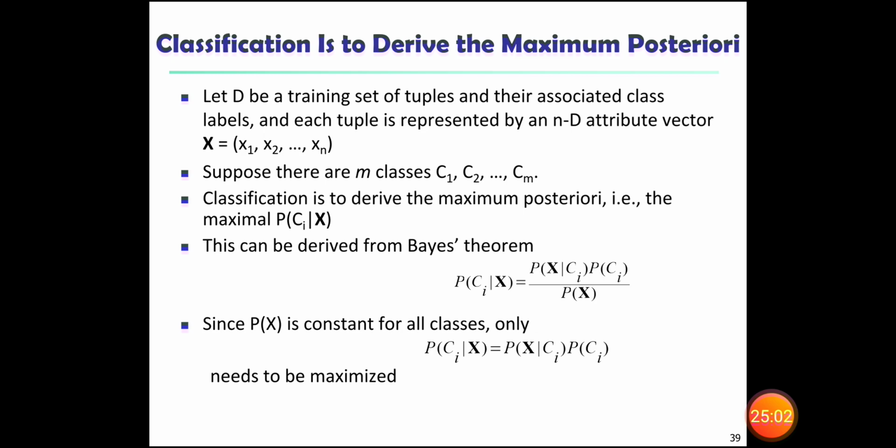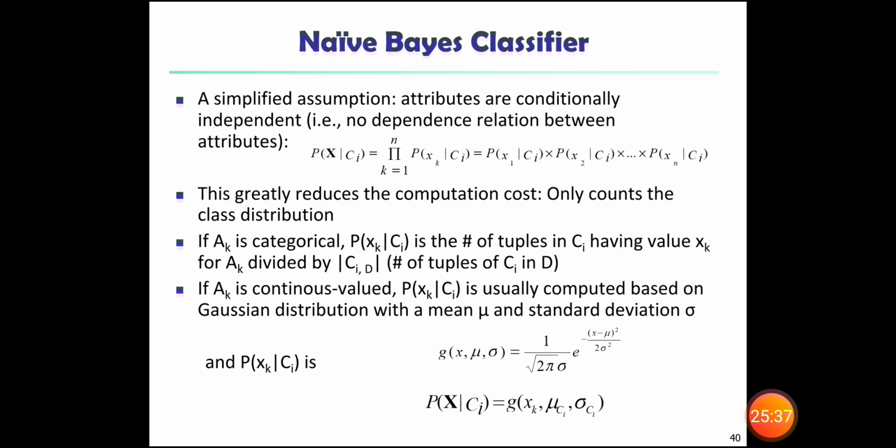This can be derived from Bayes theorem. The theorem will be defined like this: P(Ci|X) = P(X|Ci) times P(Ci) divided by P(X). The value for P(X) is a constant for all the classes, so it can be redefined like P(Ci|X) = P(X|Ci) times P(Ci). It needs to be maximized. So this Naive Bayes classifier we will discuss in the next class.